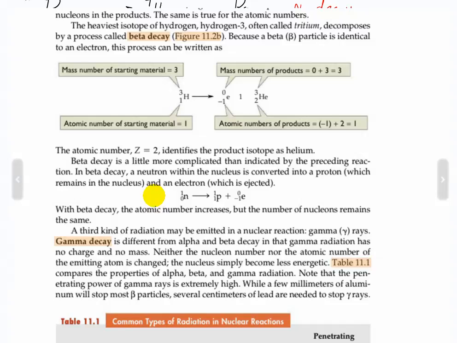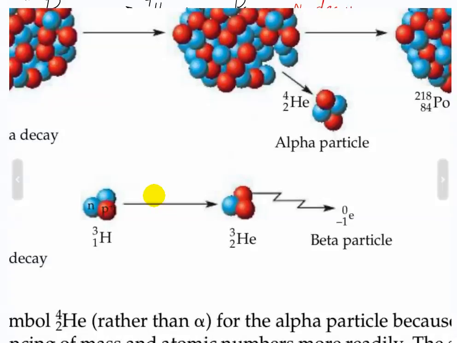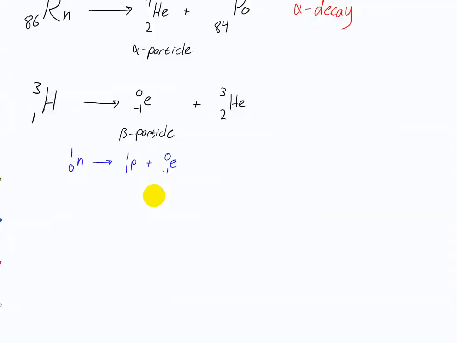Here's a picture of that. So there's your hydrogen nucleus with a proton and 2 neutrons. Then it loses the electron and ends up a helium nucleus with 2 protons and a neutron. So that's known as beta decay. And beta particles are much smaller. An electron is much smaller than a large helium nucleus. They're faster, and they have more penetrating ability. They can get through stuff more.